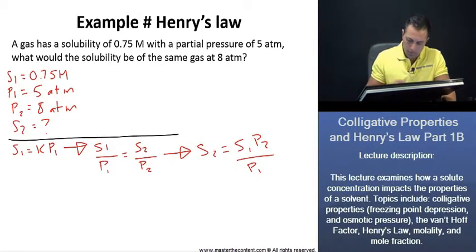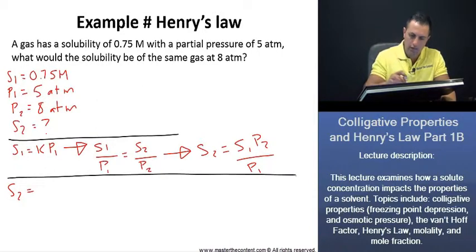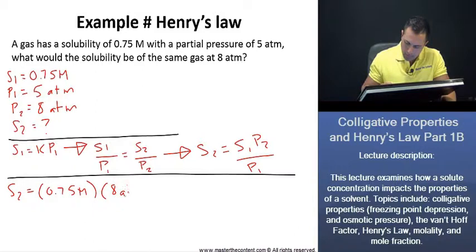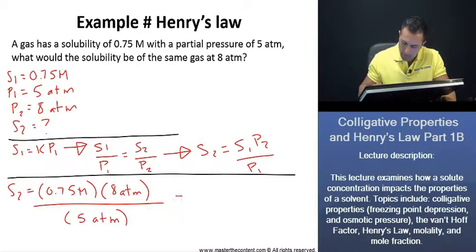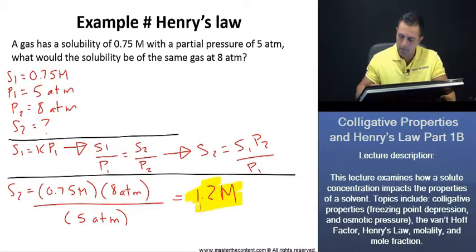Now let's go ahead and fill in our values and see what we attain here. Just cross this out, that way it doesn't get confusing for us. We have the solubility at 5 atmospheres, which was as follows, and we have our partial pressure at 8 atmospheres, over the 5 atmospheres. And once we go ahead and equate this, we find that the solubility value is going to be as follows. There we are. Great, let's now move on to our next slide.